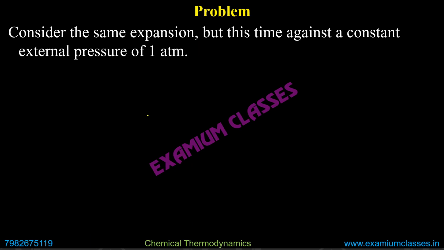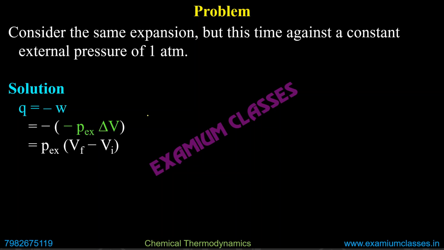Next part of the same question. Now consider the same expansion, but this time against a constant external pressure of 1 atm. So we will apply the same formula. Q equals minus W, because delta U is 0, it is an isothermal process. And here we will apply the same formula, minus P external delta V, but now P external is not 0, it is 1 atm.